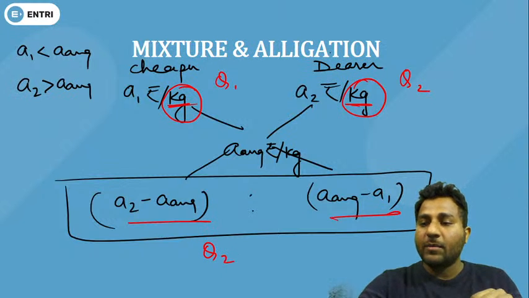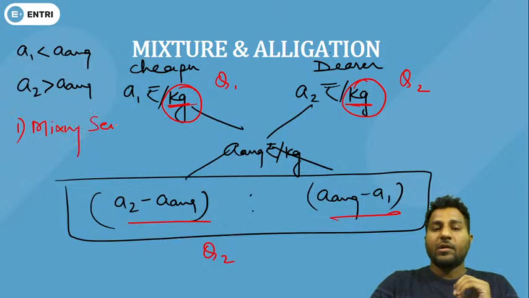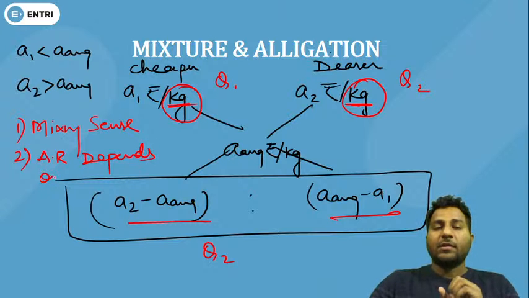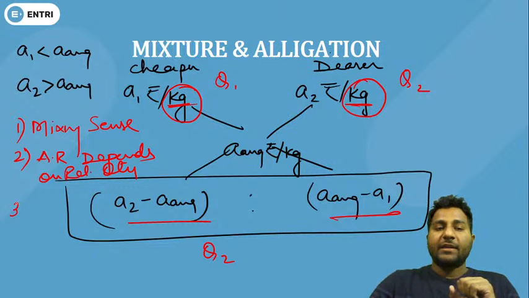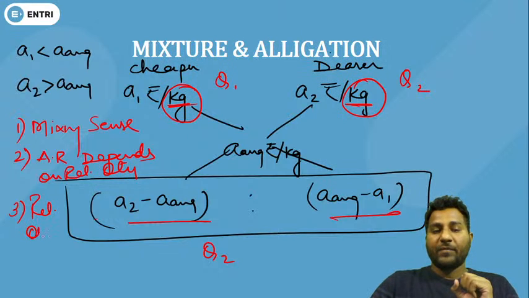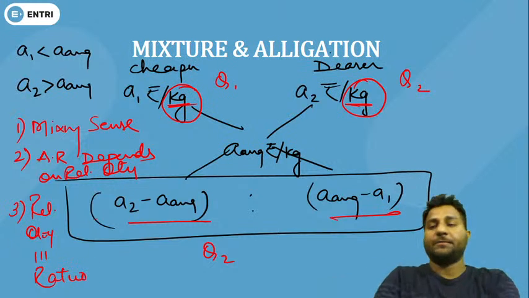So all you need to remember is three key points. One is that the mixing sense has to be there. Second is the alligation rule, AR, which depends on relative quantity, because the quantity has to be relative. And the third one is that this ratio is nothing but that relative quantity, equal to the ratio. I hope you all have got the concept.